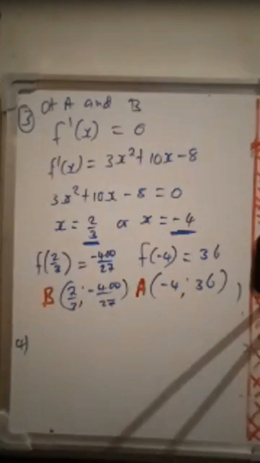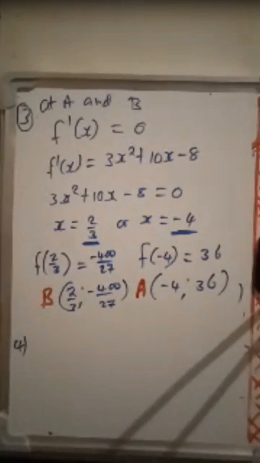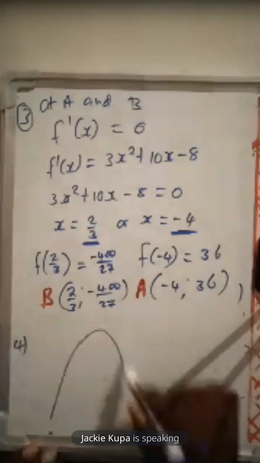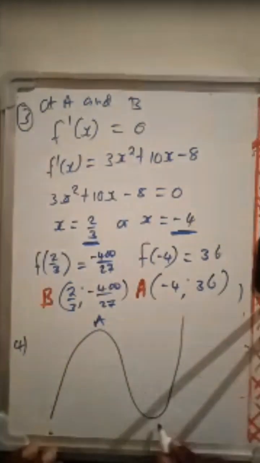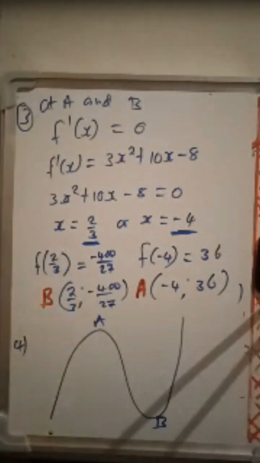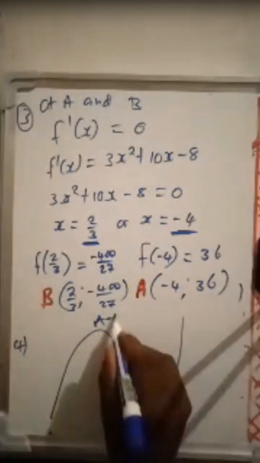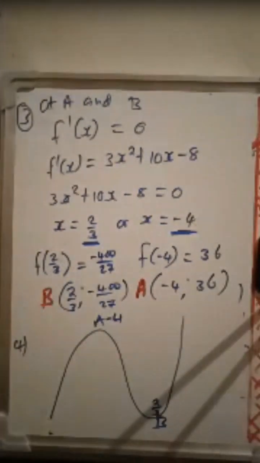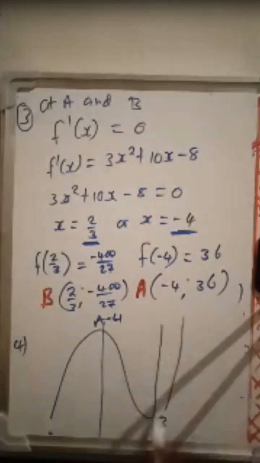Let's check there. Where is it decreasing? From which alphabetical letter to which alphabetical letter? Decreasing is from A to B. What is the x value at A? It's negative 4. What is the x value at B? It's 2 over 3. So it means it's decreasing between these 2 points.